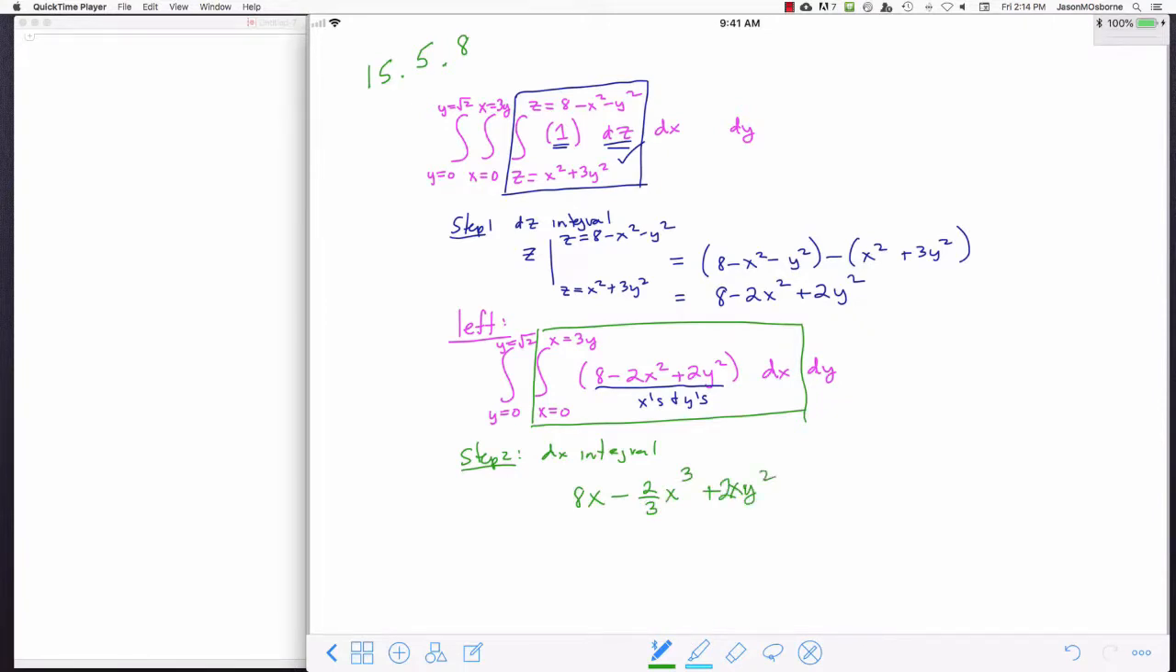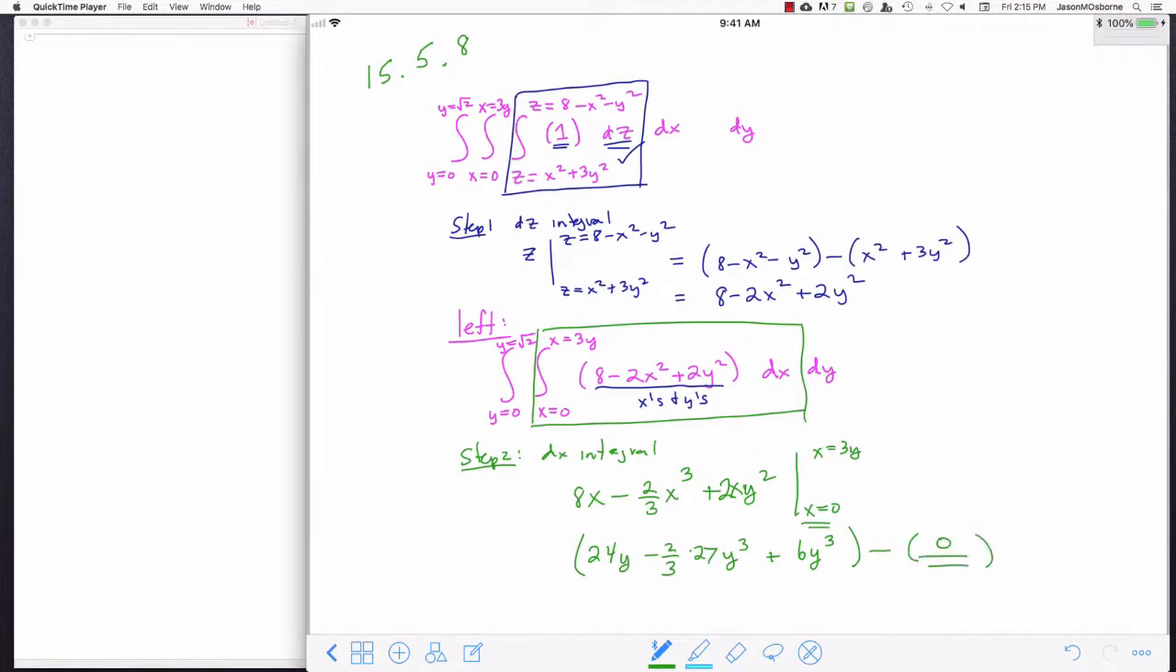There's the antiderivative with respect to x, and then we need to evaluate from x is equal to 0 up to x is equal to 3y. Okay, so we will get 24y minus 2/3. 3 cubed is 27, y cubed, plus x is equal to 3y, so I'll get 6y. Y times y squared is y cubed. And all the terms have x in it, so when you put in the bottom limit, you will get a 0.